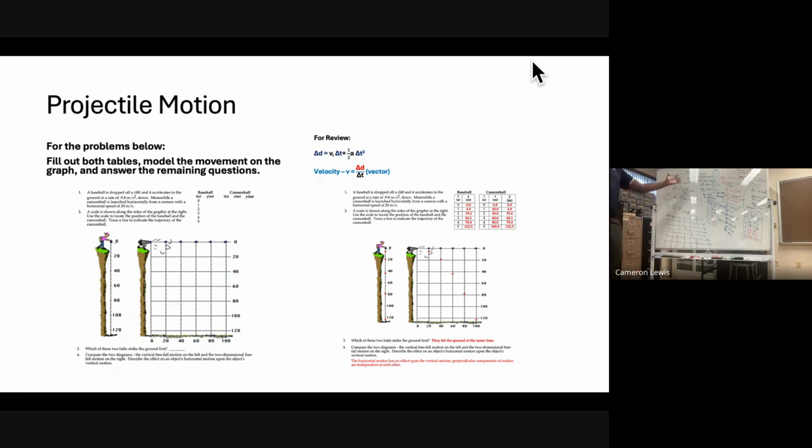There's a lot going on this board. So if you're in person, I would suggest you take a picture of it before I erase it. Not gonna lie to you, there's a lot.